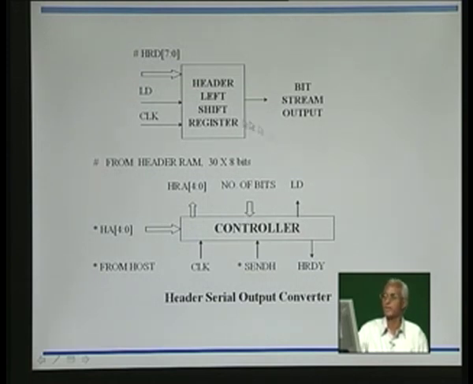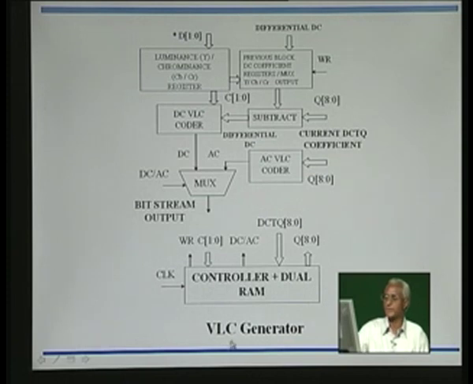This is load from the controller, which is to load the header register. These are all internal things you should get from the RAM, which was written by the host in the header RAM. Get 1 byte and load it here, and basically this left shift register outputs that particular bit after bit as a stream here. That is called the header serial output converter, and next is the basic VLC generator.